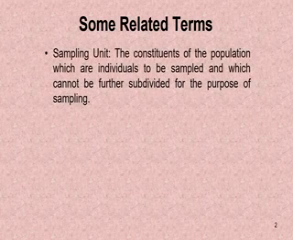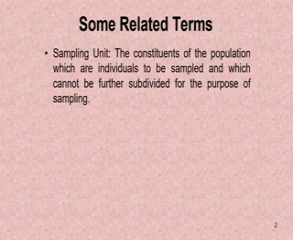First, we speak about the sampling unit. The constituents of the population, which are individual units to be sampled and which cannot be further subdivided for the purpose of sampling, are called a sampling unit. Keeping it very simple, suppose we want to study the households of a particular town, that means the socio-economic profile of the households of a particular town. Then each household of that town is a sampling unit. So each individual household is a sampling unit.